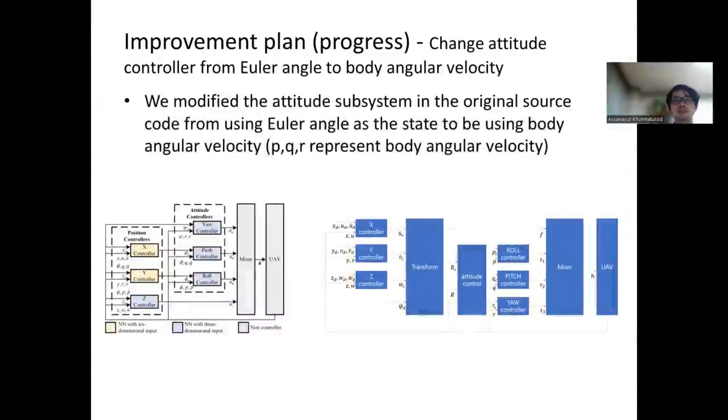Second, we change the attitude controller from Euler angle to body angular velocity. As in the original plan, we modify the attitude subsystem in the original source code from using Euler angles as the state to using angular velocity.